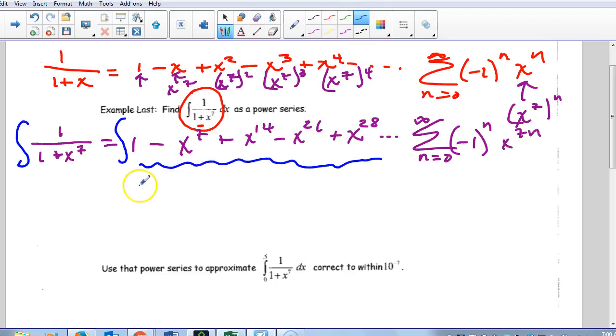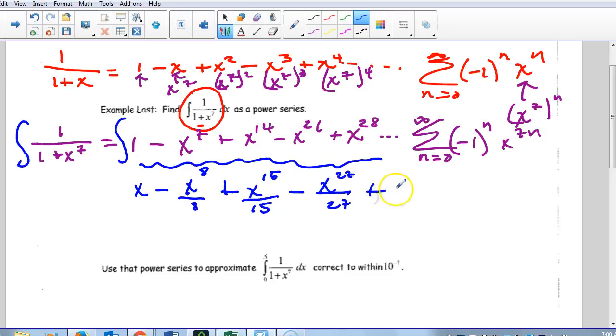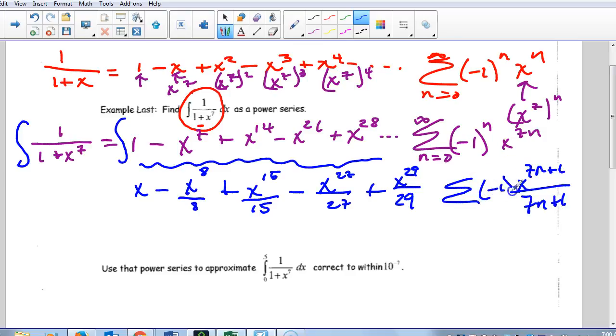Okay, so I've got x minus x to the 8th over 8 plus x to the 15 over 15 minus x to the 27th over 27 plus x to the 29th over 29. You have to think in general, what am I doing? Well, I'm adding 1 to the exponent. So I've got 7n plus 1 over 7n plus 1. The negative 1 was not affected, nor are the boundaries from 0 to infinity.